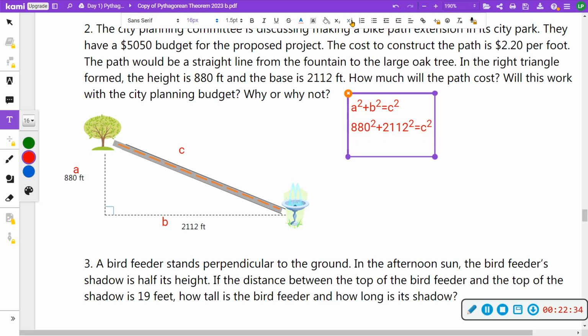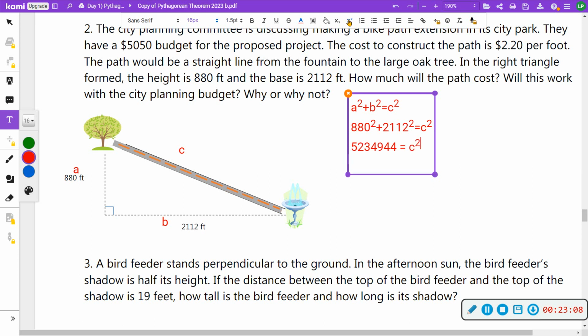I'm going to need a calculator for this. I'm going to just type it in the calculator since they're all on one side anyway. I'm going to type all of that in at once just to save time. So 880 squared plus 2,112 squared is, wow, 5,234,944. Now, luckily that equals C squared.